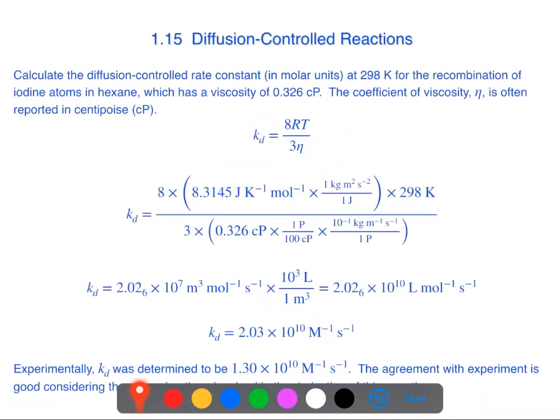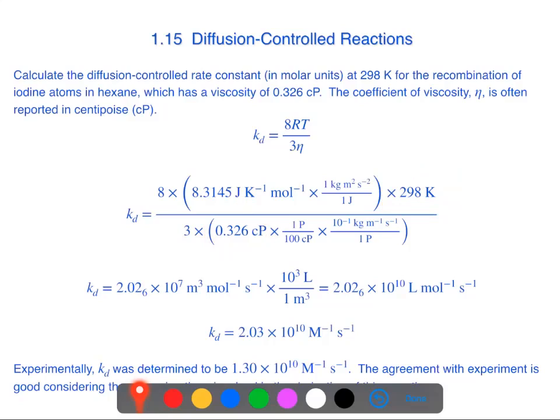So in this example, we're asked to calculate the diffusion-controlled rate constant in molar units at 298 Kelvin for the recombination of iodine atoms in hexane, which has a viscosity of 0.326 centipoise. Now, the coefficient of viscosity, eta, is often reported in centipoise. Because we're only given temperature and the viscosity of the solvent, that would alert you to use this equation to calculate the diffusional rate constant. So if we input our temperature and our viscosity, we can calculate our diffusional rate constant.